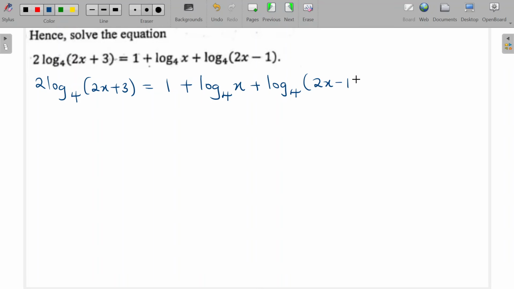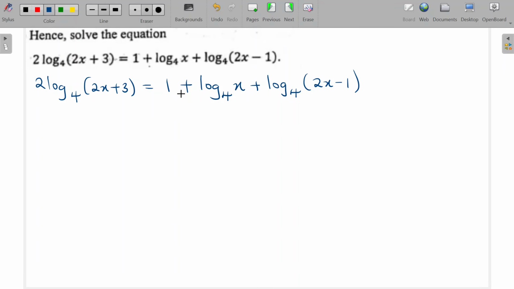and then we have plus log 4 (2x minus 1). So what I usually like to do, if I have an equation in logarithms, is take everything to one side, so that I can express it as a single logarithm, and after expressing it as a single logarithm, I am going to find the value of my x.